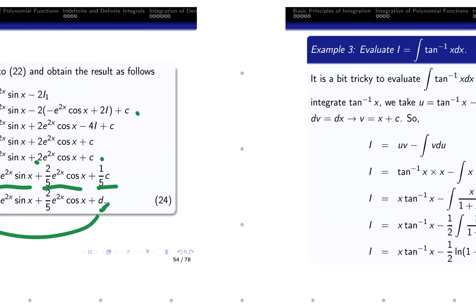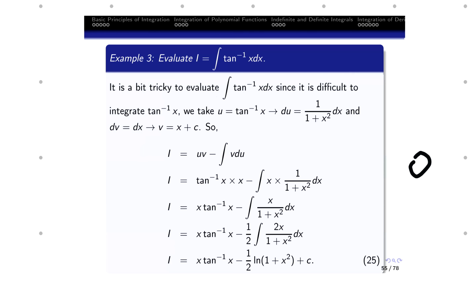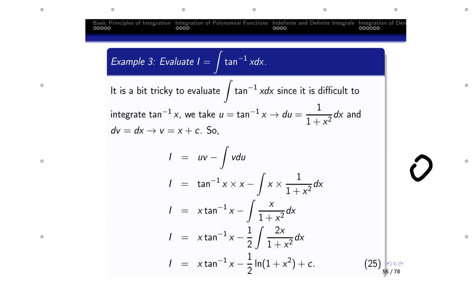Okay, all right, so let's do the last question under this. We want to evaluate I, which is the integral of arctan of x dx. Now the interesting thing is that it is a bit tricky to evaluate arctan of x dx, since it is difficult to integrate arctan of x. So in this case now, you know already that it is difficult to integrate arctan of x.